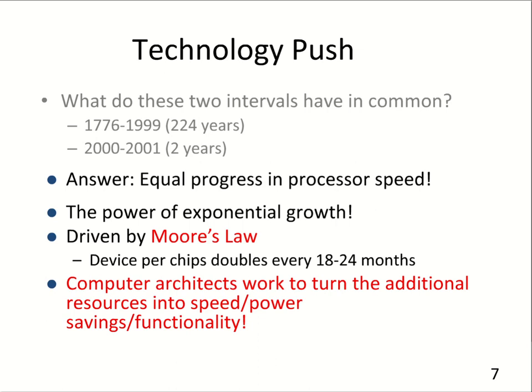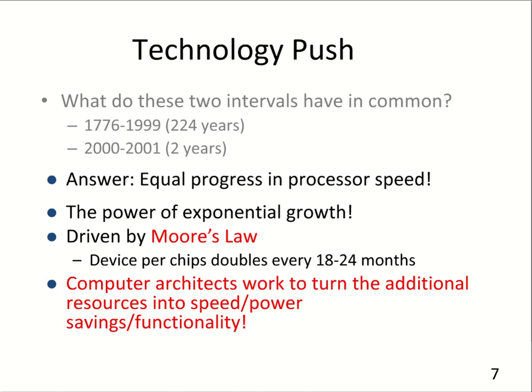So in the early 1960s, Gordon Moore basically observed that as industry was working on these integrated circuits, the number of devices that could fit on a chip was doubling about every 18 to 24 months. And this is a prediction that he made that has surprisingly held true now for 5 decades.